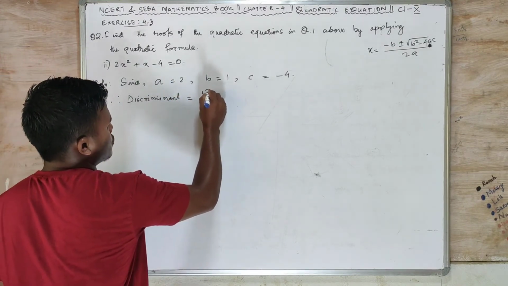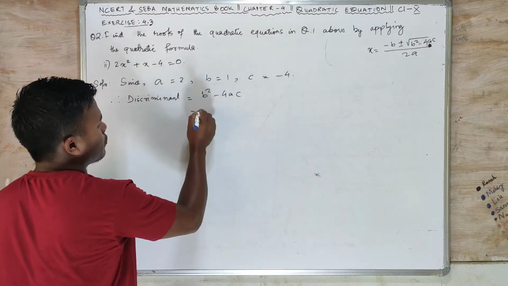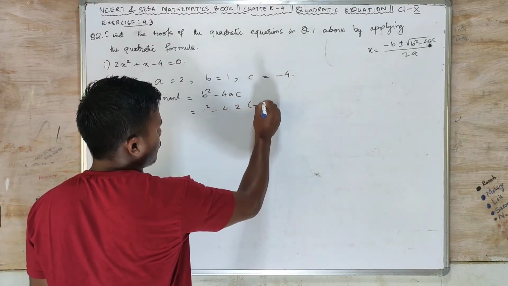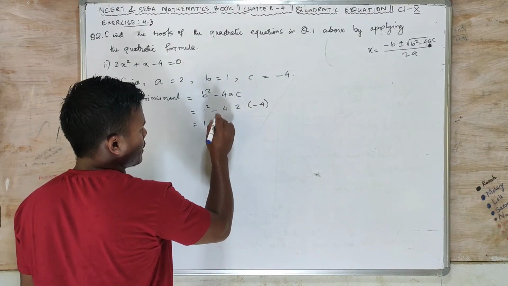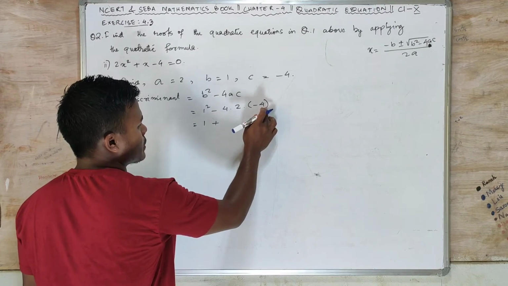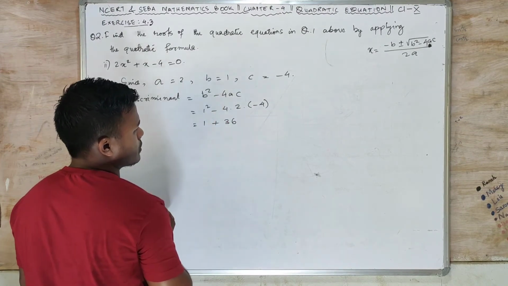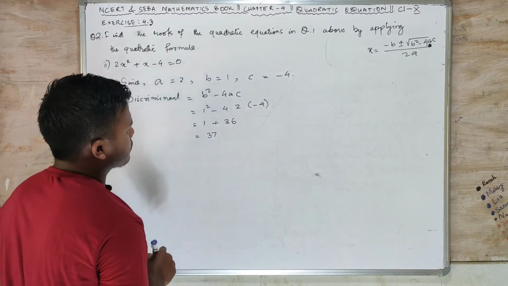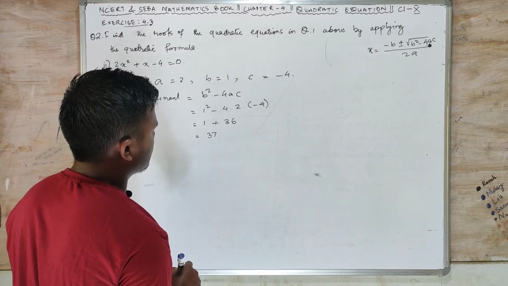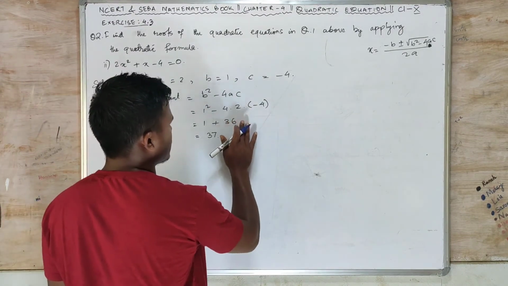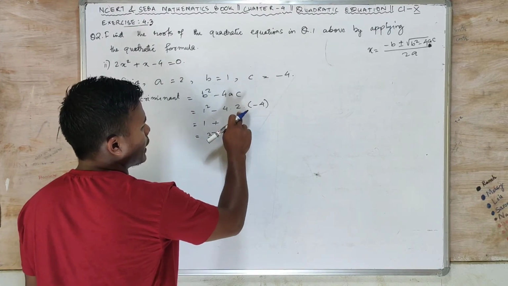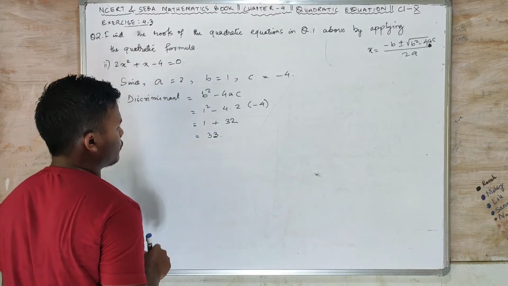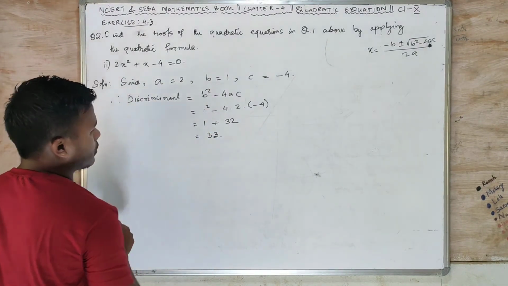Like before, you go to the discriminant. What is the formula? B square minus 4ac. Put the value b square minus 4. What is your a value? 2. And what is your c value? Minus 4. Then 1 square is 1, minus minus will be plus. 4 4 are 16, 16 2 times is 32, will be 33. Sorry for the mistake. Okay, we have got it here, the discriminant value.